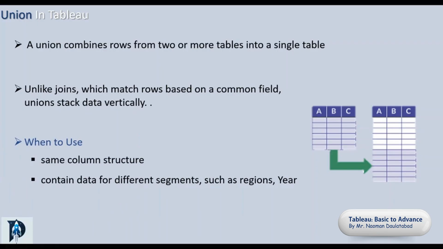When to use unions? Use unions when tables or files have the same column structure but contain data for different segments such as region, different time periods or categories. The main criteria is the number of columns should be the same and they should have the same columns. For example, a monthly report for the same department or CSV files for different years with the same schema. Let's head back to Tableau and see how we can create unions in Tableau.